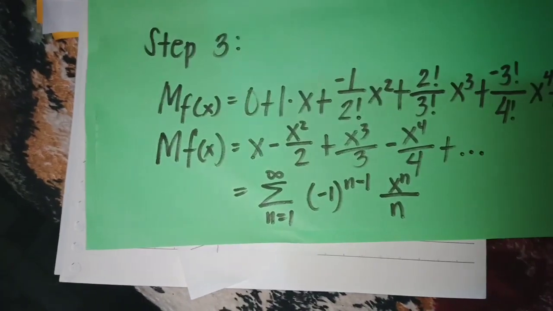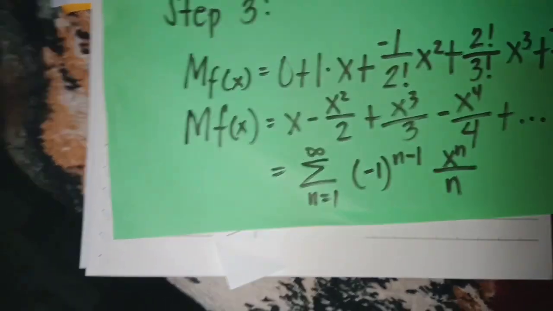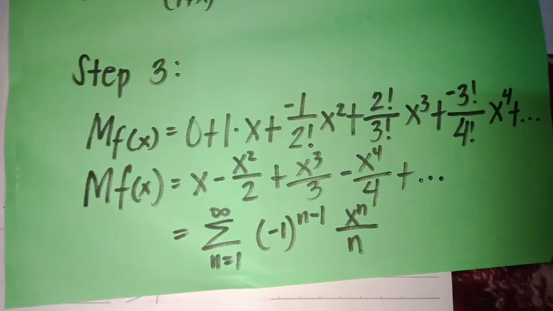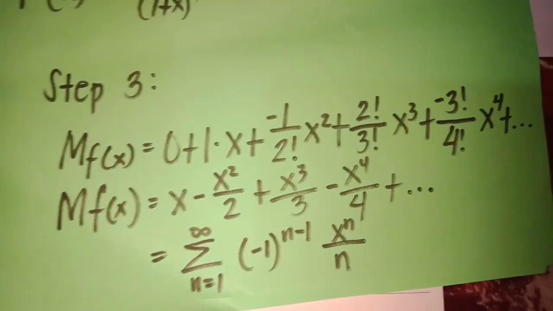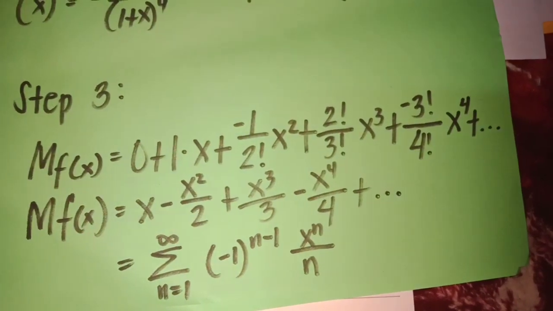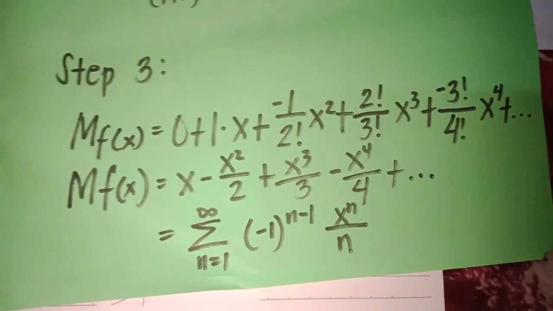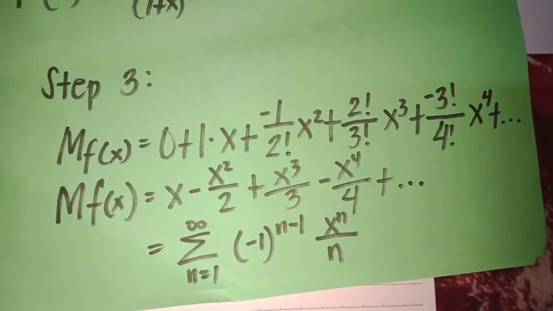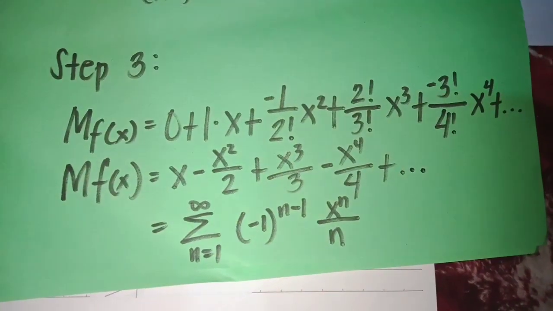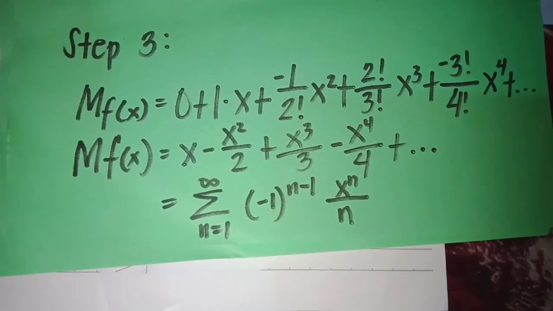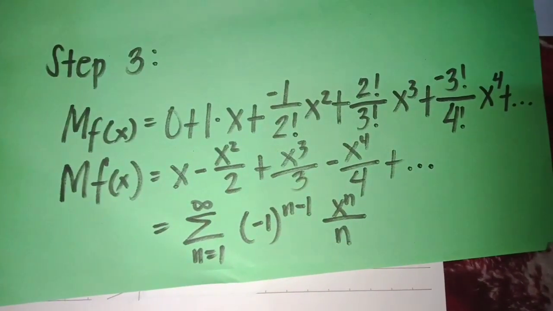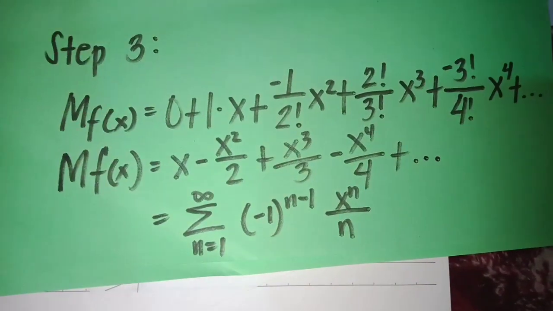Next, step 3: applying these results to the Maclaurin series formula. f of x equals 0 plus 1 times x plus negative 1 over 2 factorial times x squared plus 2 factorial over 3 factorial times x cubed plus negative 3 factorial over 4 factorial times x to the 4th, and so on and so forth. So our m of x equals x minus x squared over 2 plus x cubed over 3 minus x to the 4th power over 4 plus, and so on. Our final answer in sigma notation is the summation of negative 1 raised to n minus 1 times x raised to n over n, where n equals 1 to infinity.